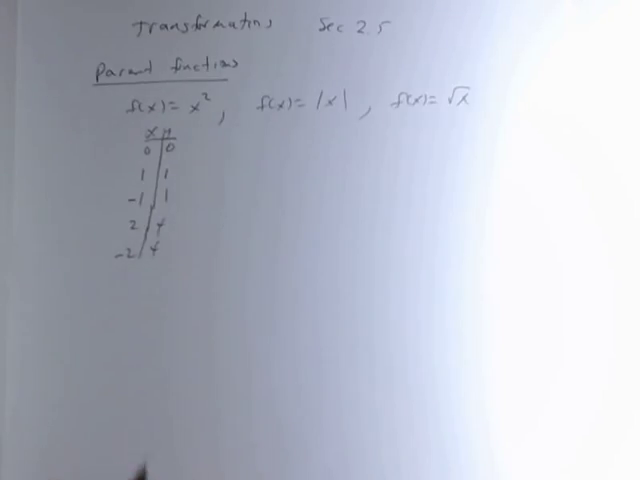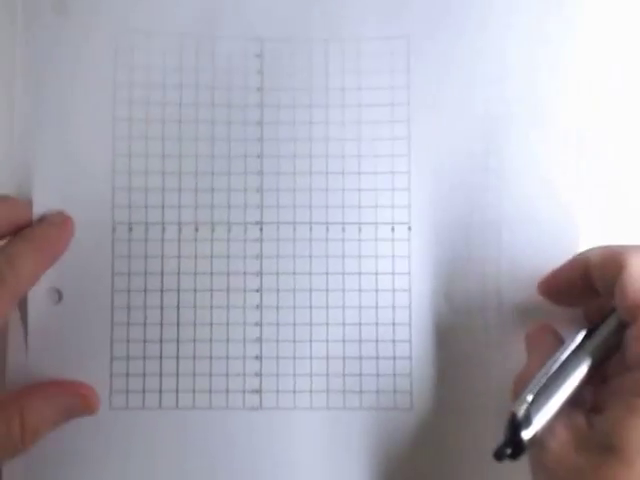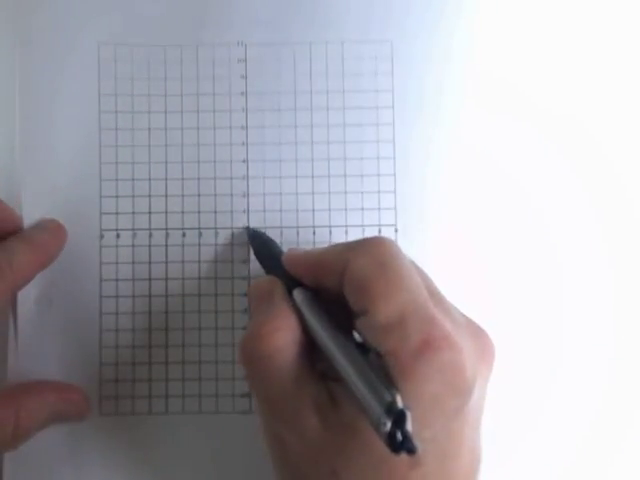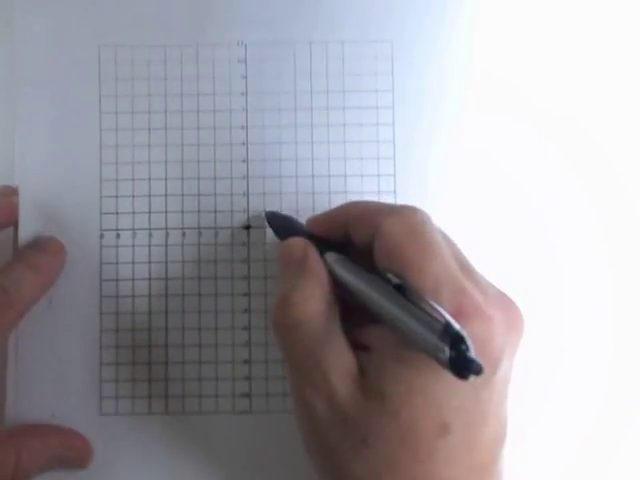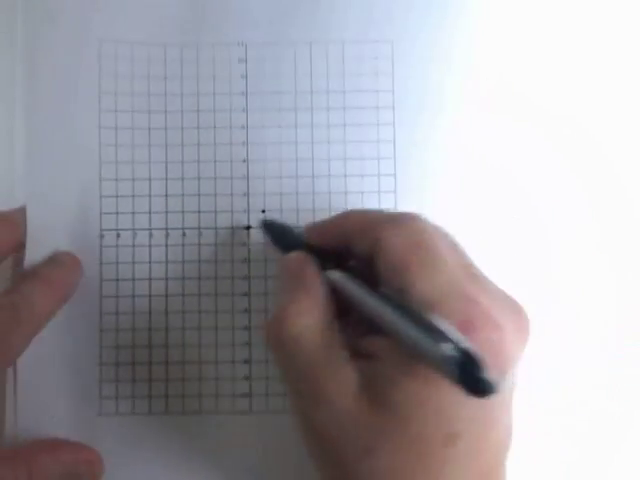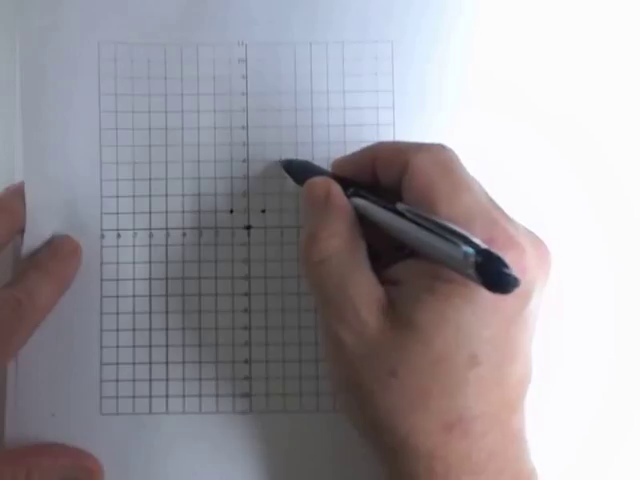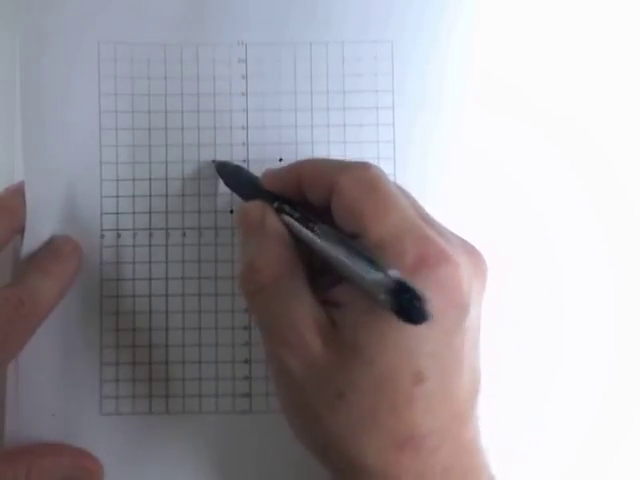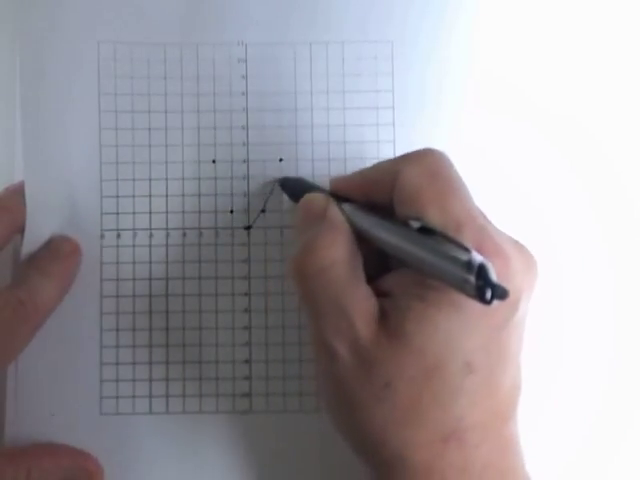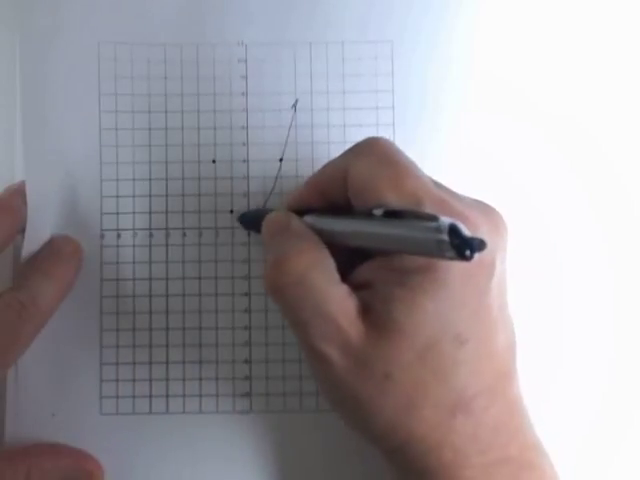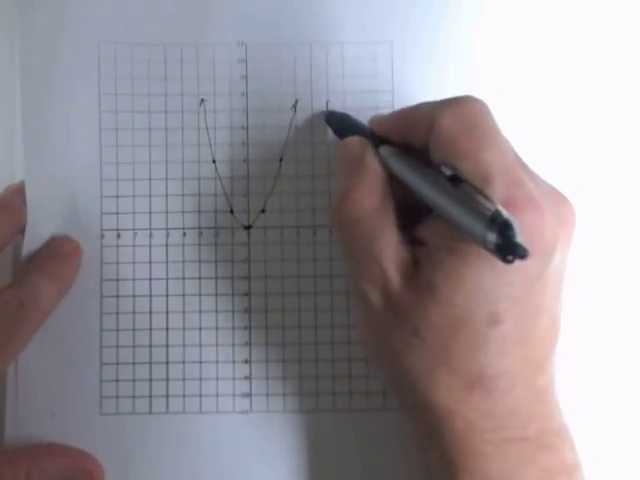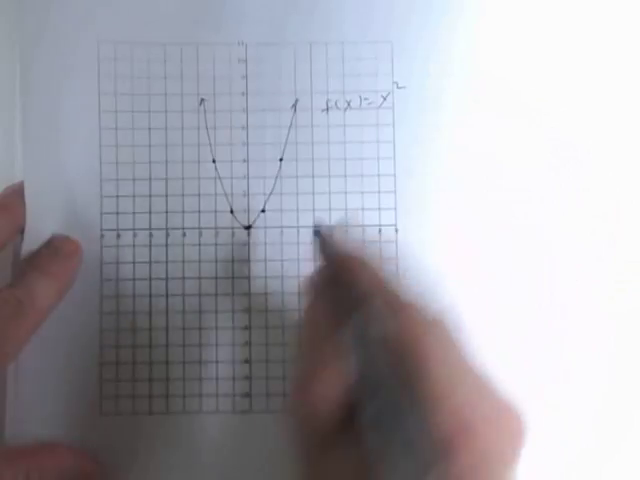Okay? And so when I graph this parent function, I get 0, 0. I get 1, 1. Negative 1, 1. 2, 4. And negative 2, 4. And so I get this. Okay, so that's f of x equals x squared.